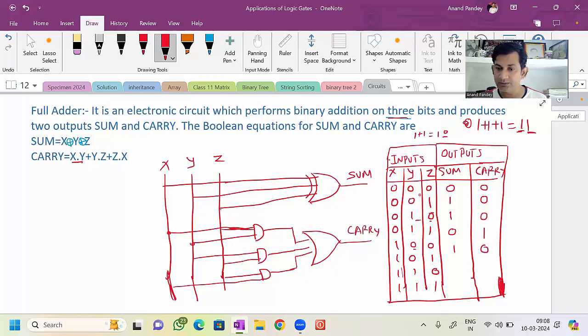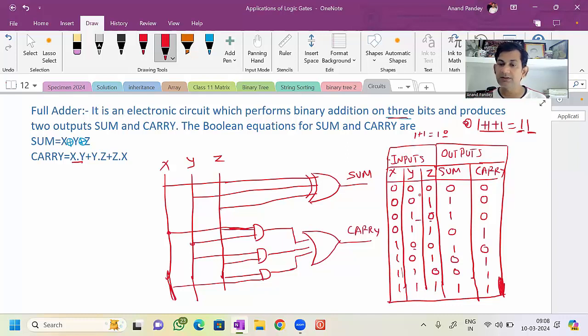Now again 1 plus 0 plus 1. 1 plus 1 will be what? 0 and carry will be 1. Now here again 1 plus 1. So sum will be 0, carry will be 1. Now as I told, 1 plus 1 plus 1 is 1 1. So sum will be 1, carry will be 1. Okay. So it's all about full adder.